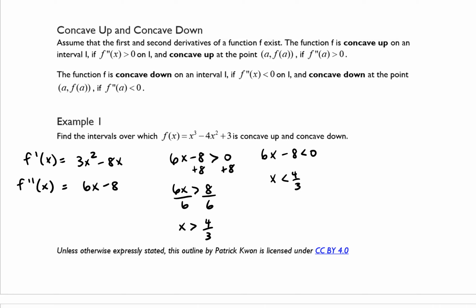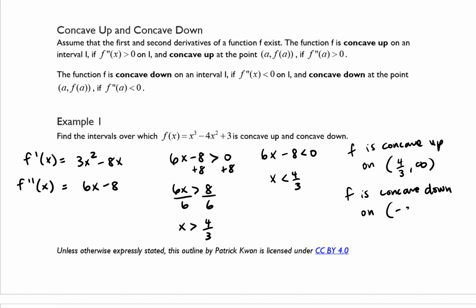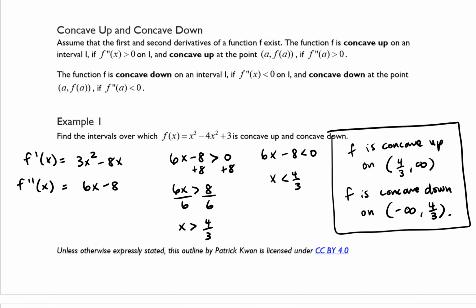And so 4/3 is kind of like our separating point, and we would say that f is concave up on the interval 4/3 comma infinity, and f is concave down on the interval negative infinity comma 4/3. And that is our answer for example 1.